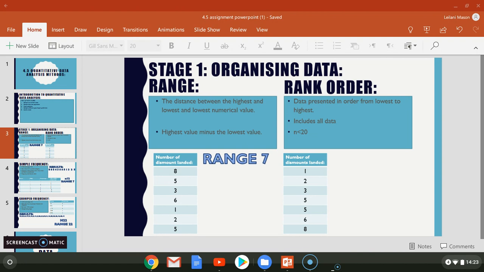So as you can see, using the same data from the amount of dismounts a gymnast has landed, it has been put in rank order from the lowest value to the highest value. It starts off with 1 and the numbers increase leading to 8, so that's the most they landed.